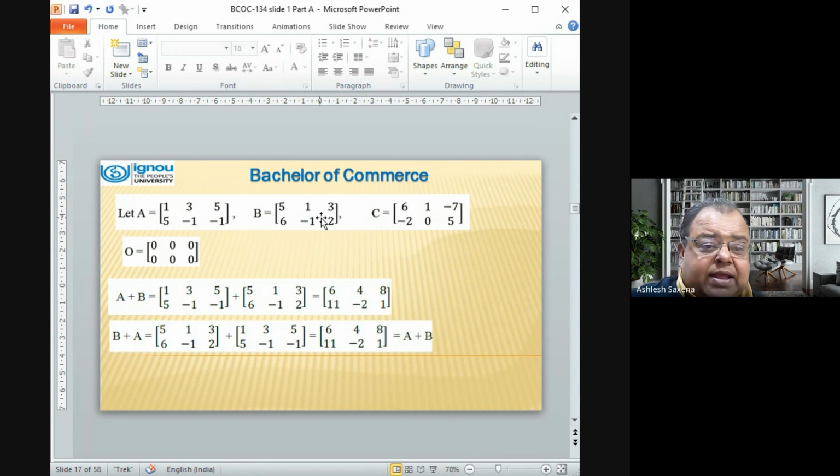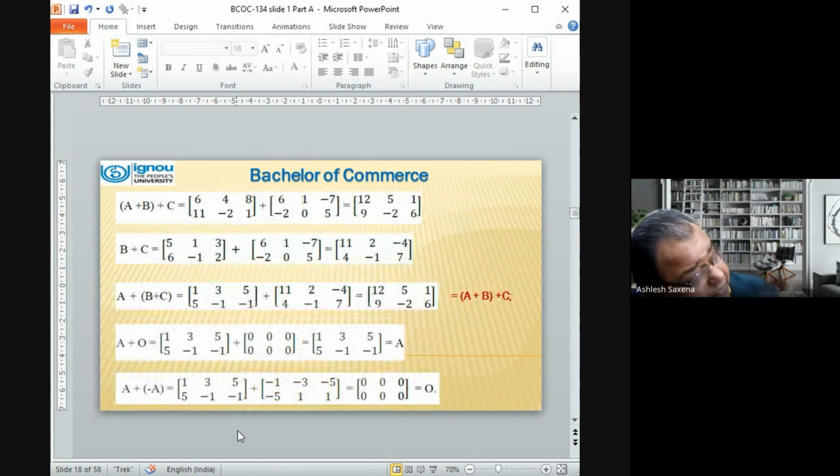Now I will add this to this. That means 5 plus 1, 6, 1 plus 3, 4, 3 plus 5, 8, 6 plus 5, 11, minus 1, minus 1, minus 1 plus minus 1 will be minus 2, and 2 plus minus 1 will be 1. Now you are getting this. These two matrices are here. That means the first property, A plus B will be equal to B plus A. Now you have seen it.